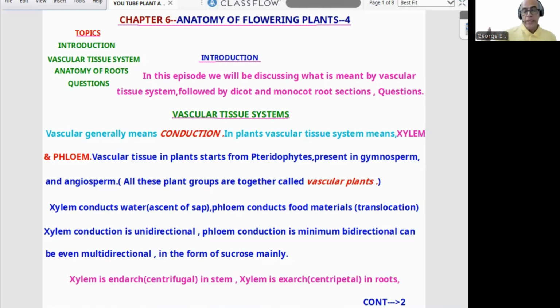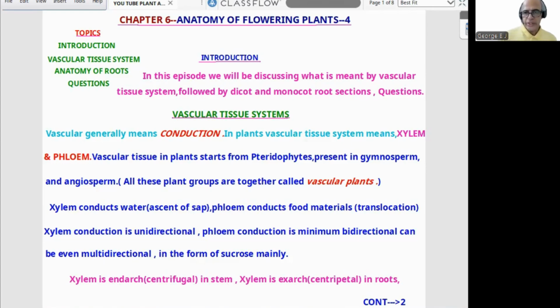Vascular tissue, xylem and phloem, starts in plants from pteridophytes onwards. Then it is present in gymnosperm, it is present in angiosperm. So all these plants, that is pteridophyte, gymnosperm, and angiosperm together are called vascular plants. Now xylem. Xylem mainly conducts water. Chemicals, sometimes we can avoid. So mainly conducts water. And that movement is called ascent of sap. Phloem conducts food material. The term is called translocation.